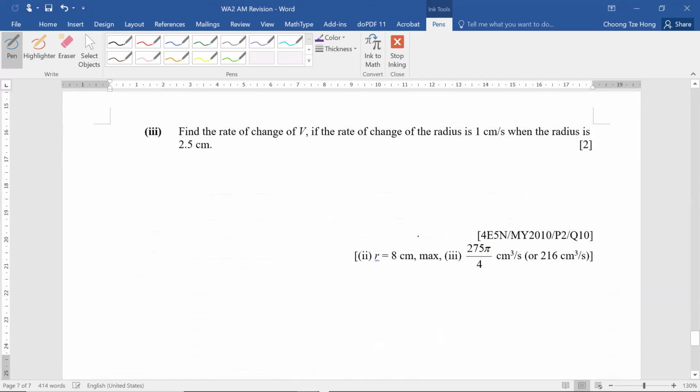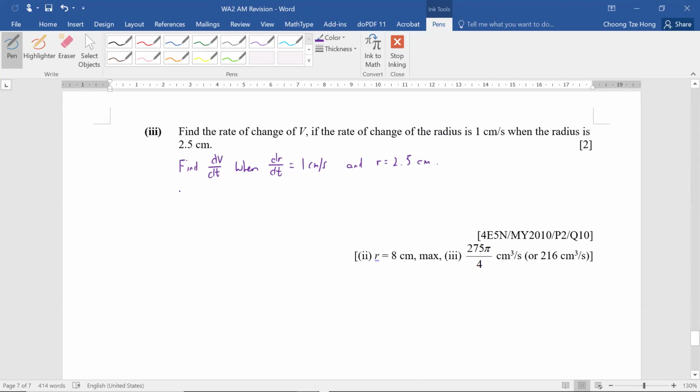Let's take a look at the last part. The last part involves a rate of change question. You can see from this question, it involves both maxima and minima problems as well as a rate of change question. Find the rate of change of V. So they want us to find dV/dt. Always summarize the whole question in one statement: find dV/dt. Then write down the info that they give us: when dr/dt equals 1 cm per second, and r equals 2.5 cm.